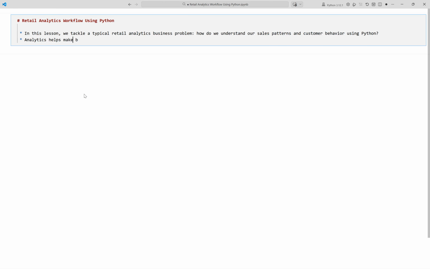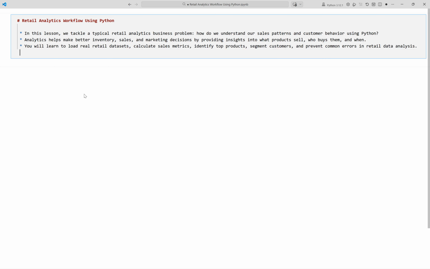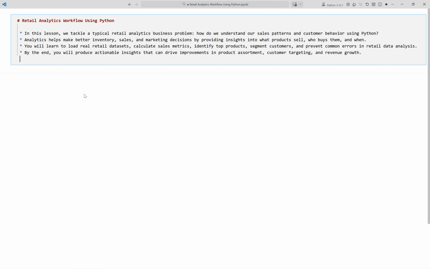Analytics helps make better inventory, sales, and marketing decisions by providing insights into what products sell, who buys them, and when. You will learn to load real retail datasets, calculate sales metrics, identify top products, segment customers, and prevent common errors in retail data analysis. By the end, you will produce actionable insights that can drive improvements in product assortment, customer targeting, and revenue growth.